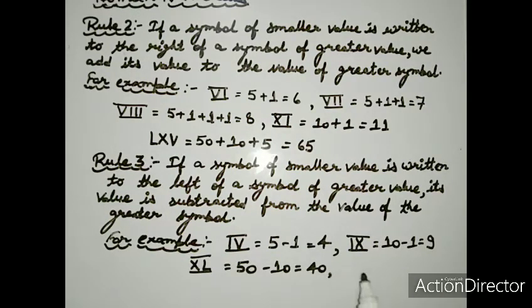Next, to write 90, we subtract 10 from 100. So we write X C, equal to 100 minus 10 equals 90. Okay, students.